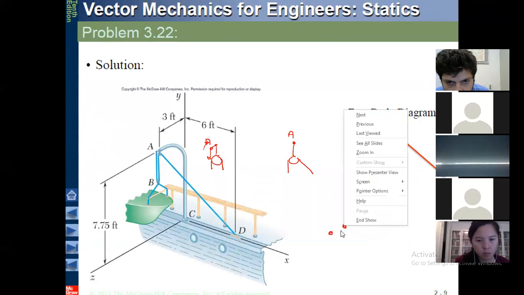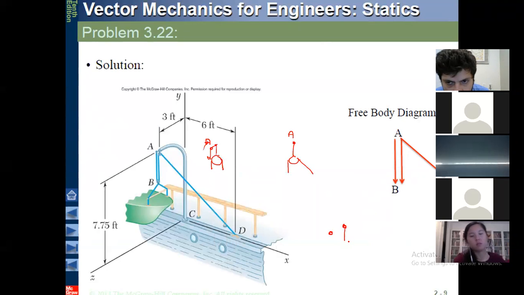Let me draw it again. So you have a force FAB. You have another one, let's call it F prime, and F double prime. So when you want to draw the free body diagram, you should always be careful to draw all the forces that are exerting on the same object. So here we have these two points at the same place, so we can safely say that they're at the same point.